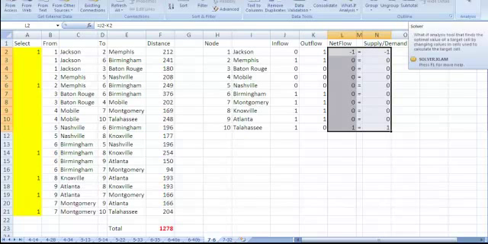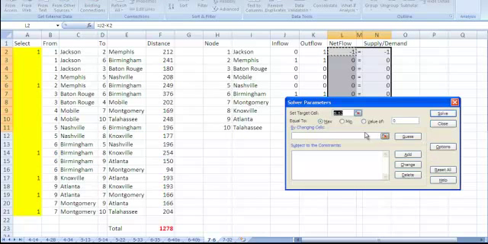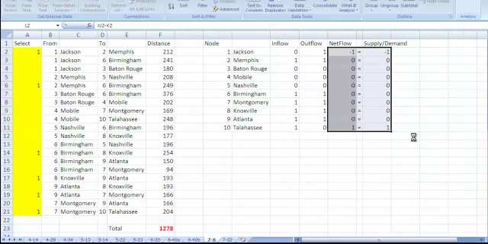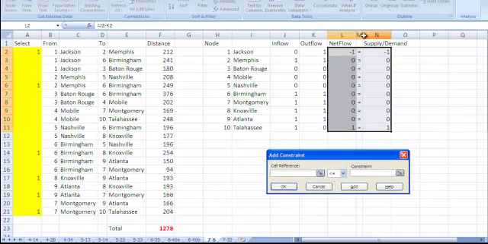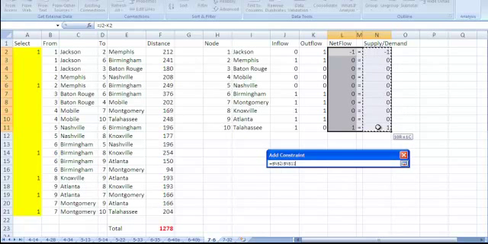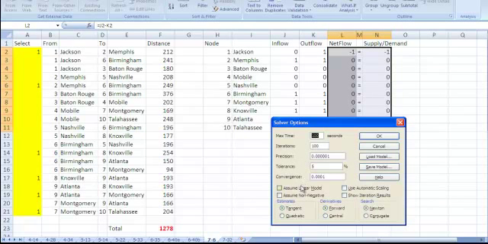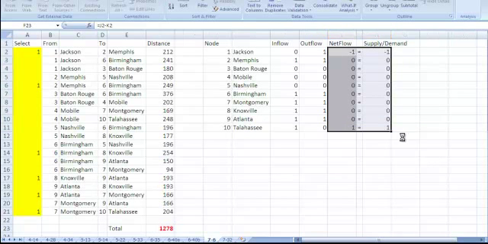Now to get this into Solver, I'm going to bring Solver up. Our target cell will be our total distance. We want to minimize this by changing cells, our decision variables, subject to our balance of flow constraints. Left-hand side must equal the right-hand side. Options. We'll declare linear model and non-negative and let this solve.